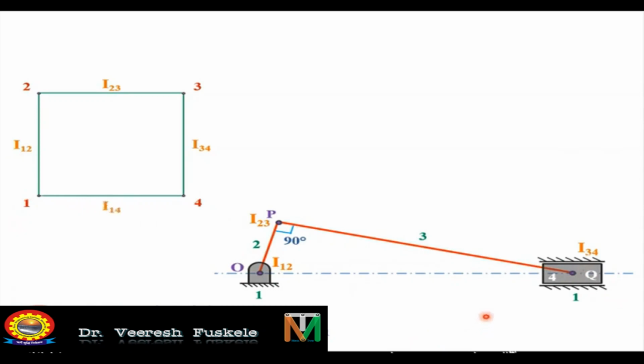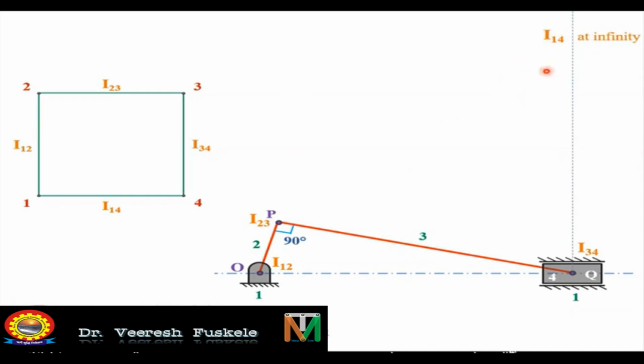So next is 4-1. So this will give us I14. Now slider is link 4 and 1 is the fixed link. So these two make a pure translatory pair. So it will be a pure translatory motion, and this is a prismatic pair. So as we have studied earlier, the instantaneous center of this type of pair or translatory motion will be lying at the infinity. So we have a line and I14 will be at infinity.